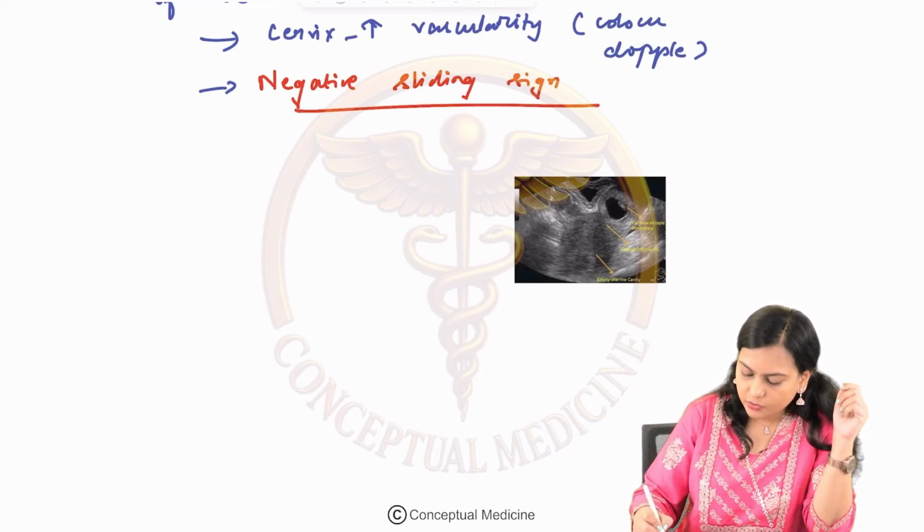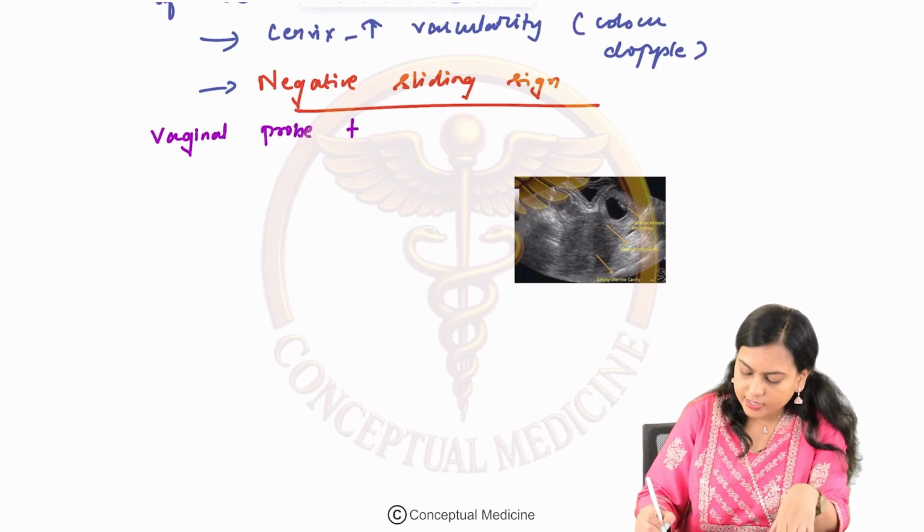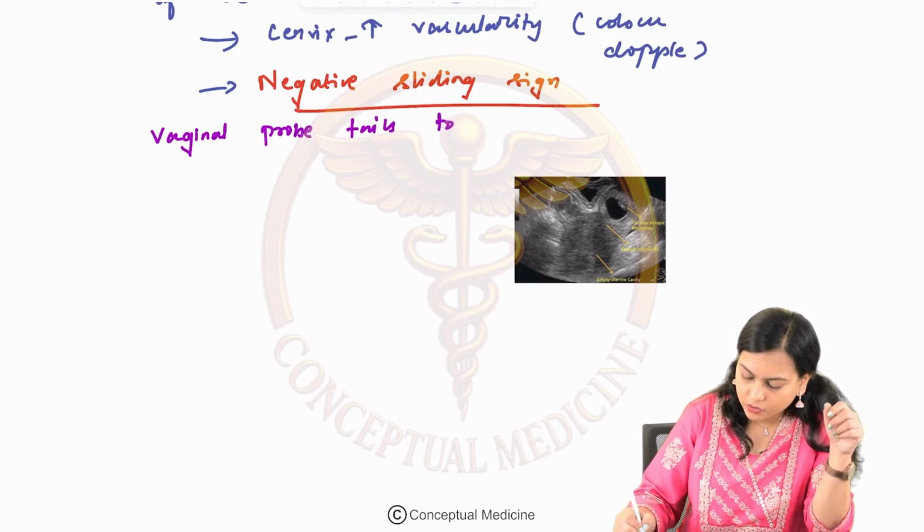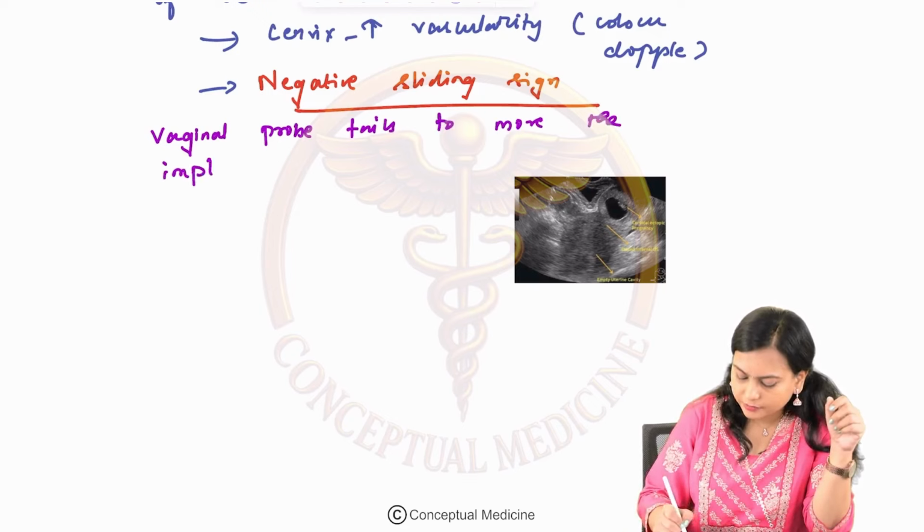So, the vaginal probe fails to move the implanted gestation. Clear?